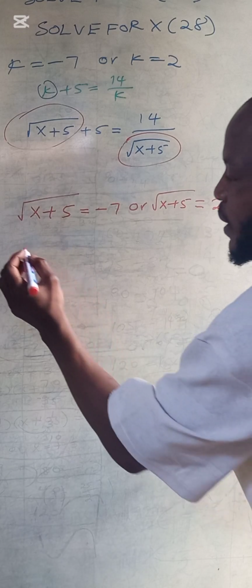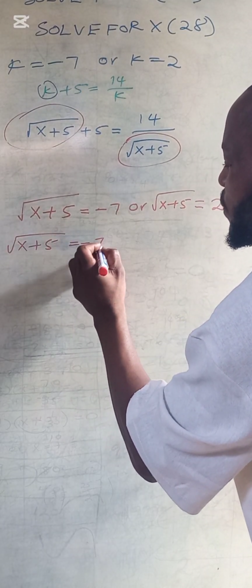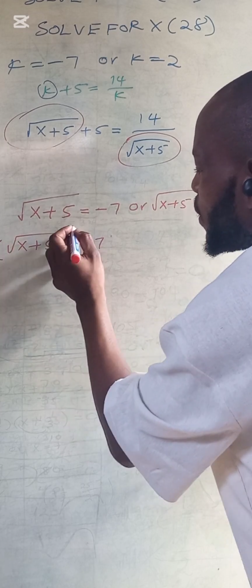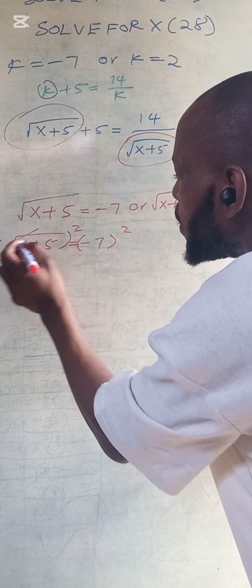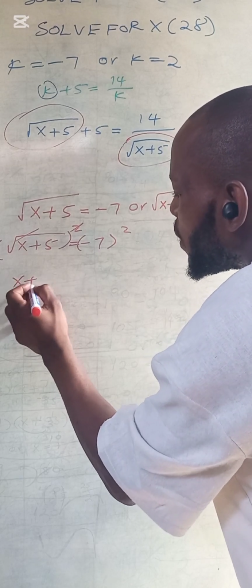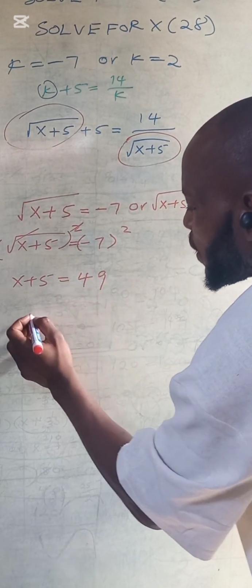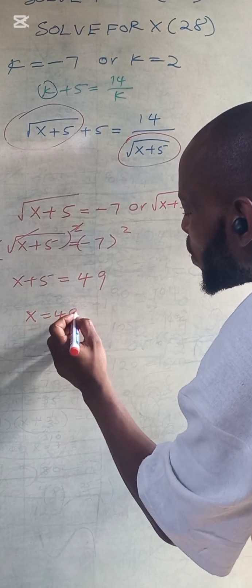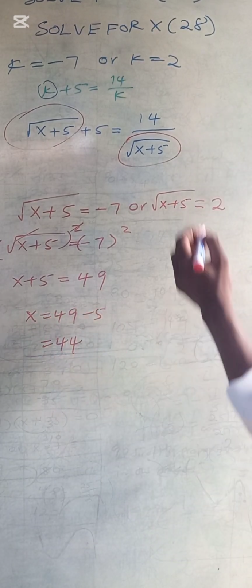From here, we want to eliminate the root sign. We know that if we want to eliminate the root sign, we square. Whatever we do on the left hand side, we also do on the right hand side. Therefore, x plus 5 is equal to 7 squared, which is 49. x is equal to 49 minus 5. x is equal to 44, right?